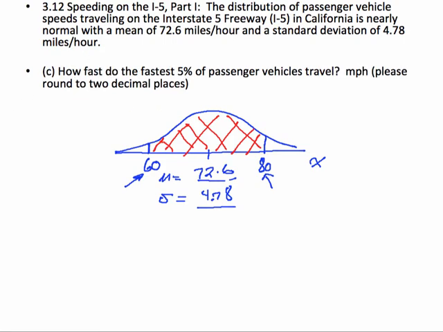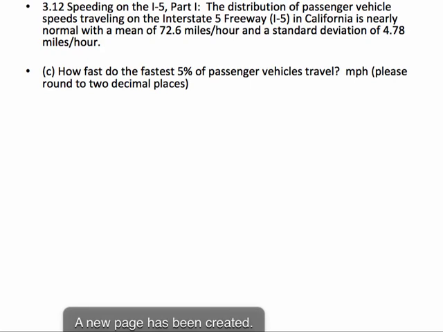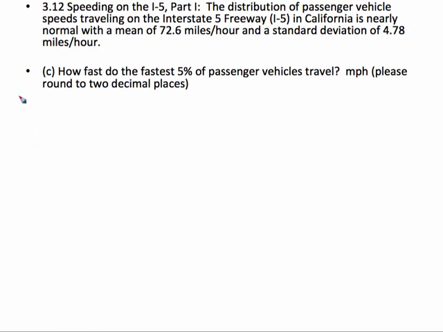So in part C here, now what they would like us to do is, how fast do the fastest 5% of passenger vehicles travel in miles per hour? Please round your answer to 2 decimal places. Okay, so one more time with the drawing. You're going to get to draw it 4 times in this particular problem.